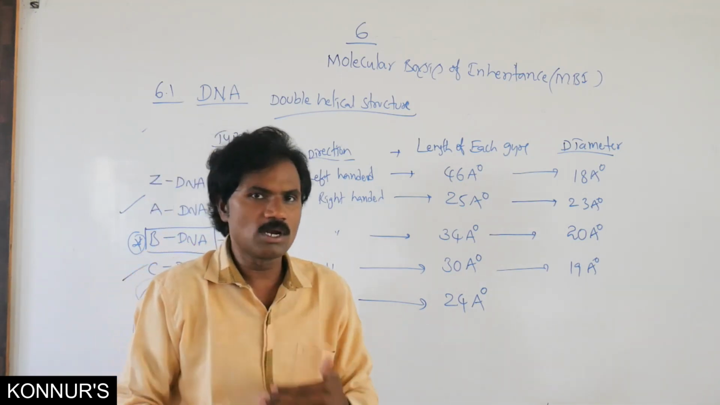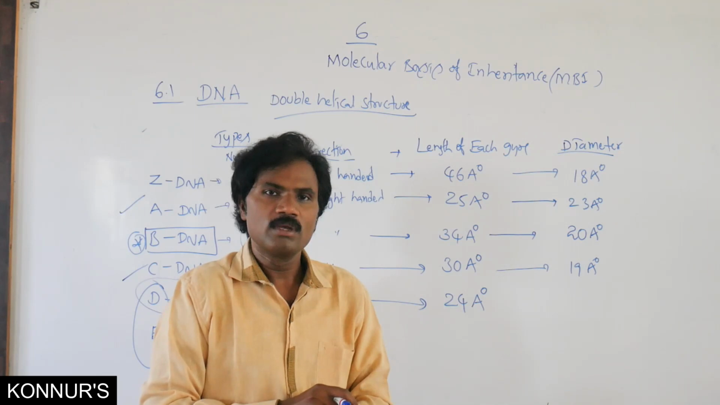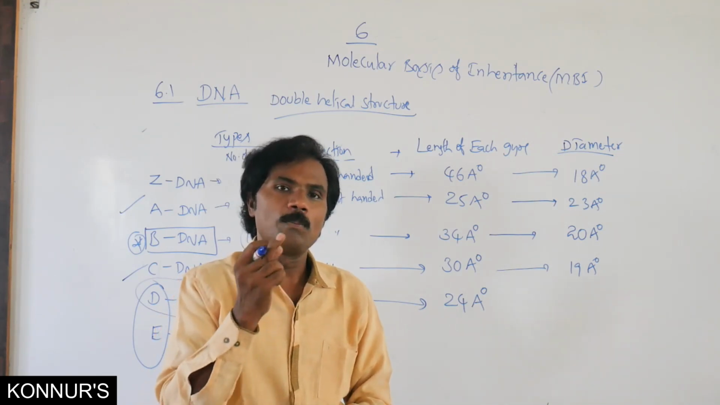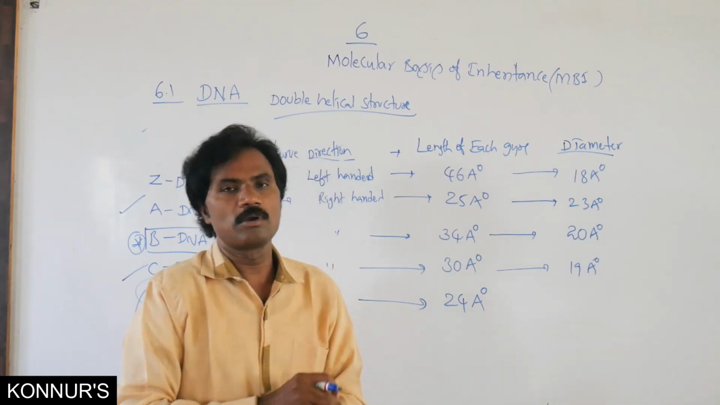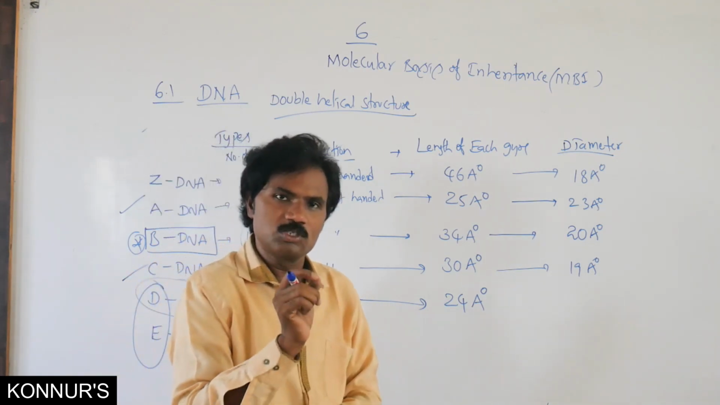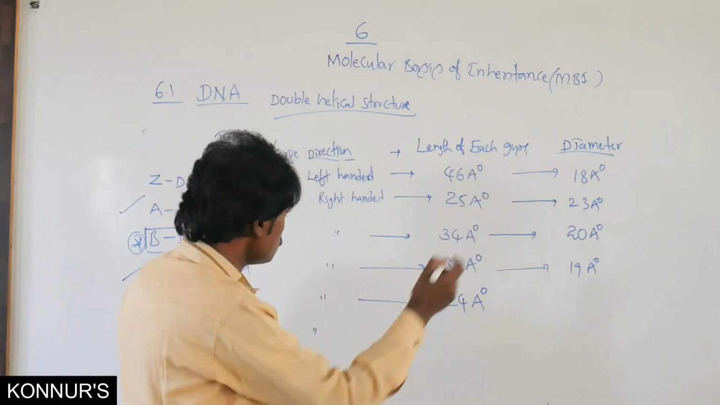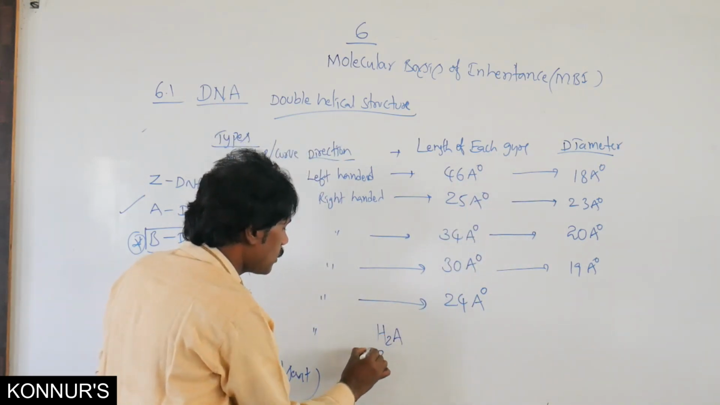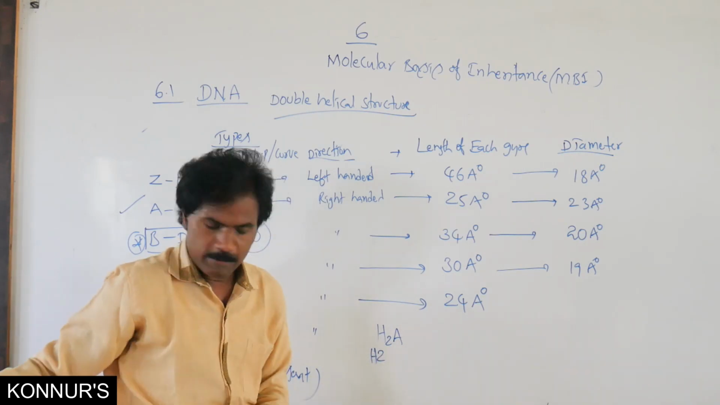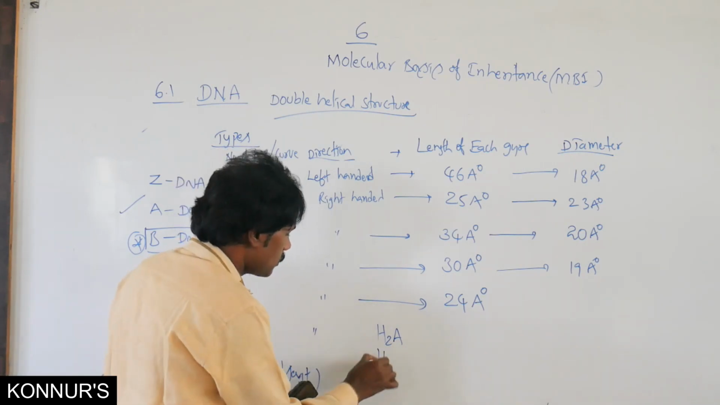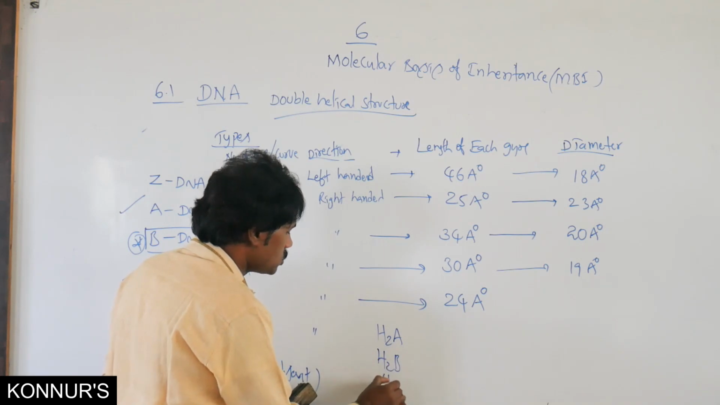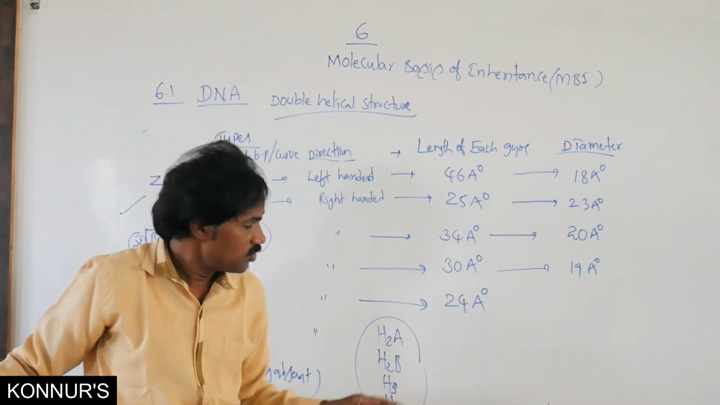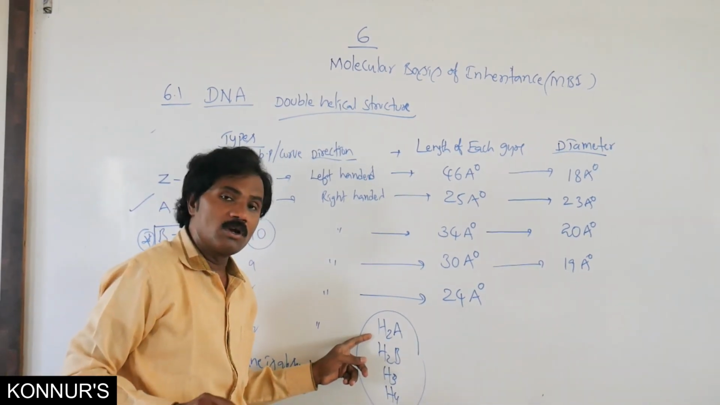Normally DNA is negatively charged. Then it must be wrapped around the positively charged histone proteins. That is H2A, then H2B, and H3, H4. Twice it is present. These are four, and normally each is present twice.